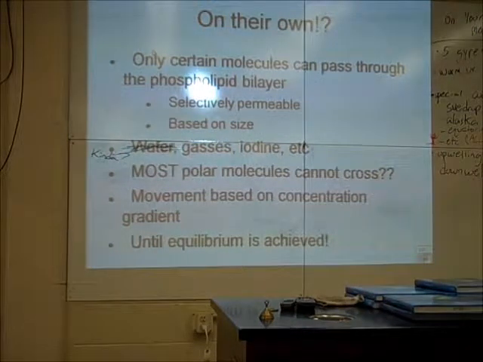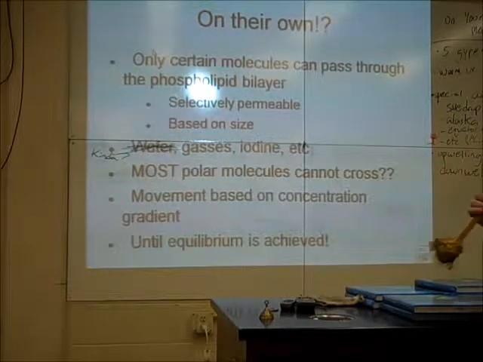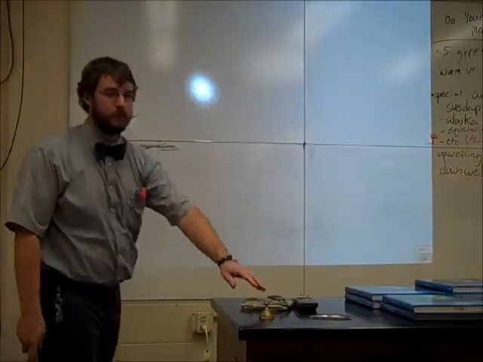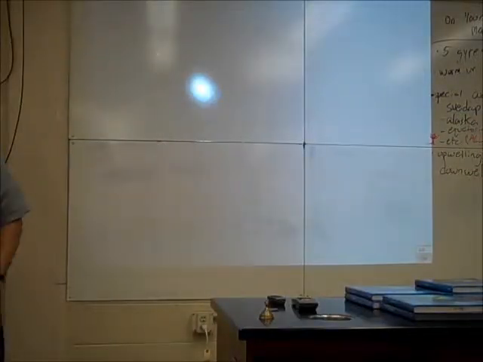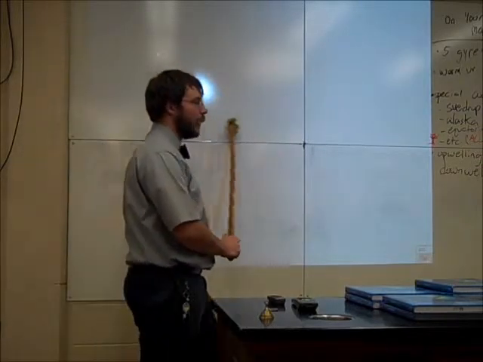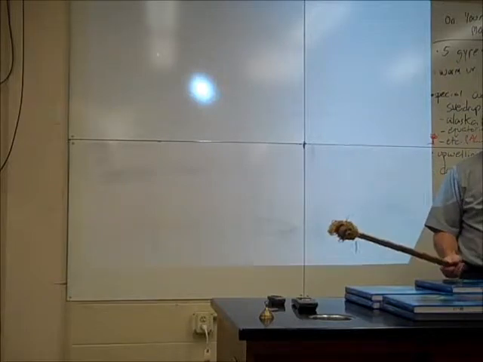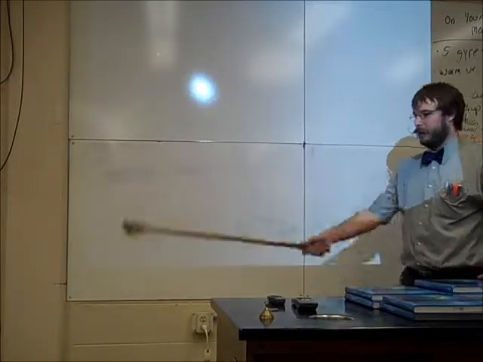It'll go until equilibrium. That's right. It goes until the whole concentration is evenly distributed everywhere. That's called equilibrium. Hey, guess what this is? There's a technical term for this type of background. It is called a gradient, like concentration gradient.